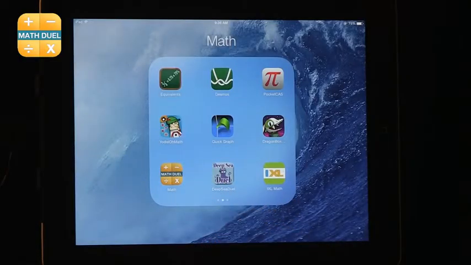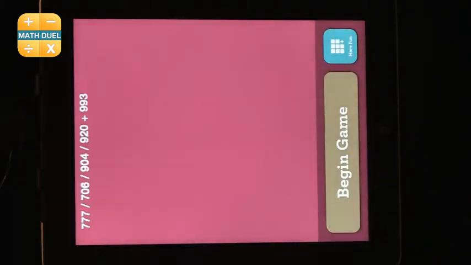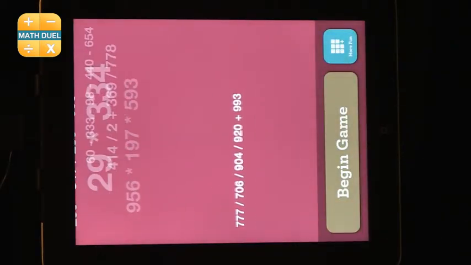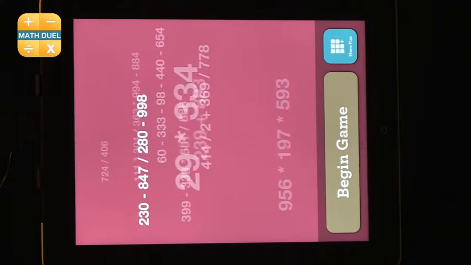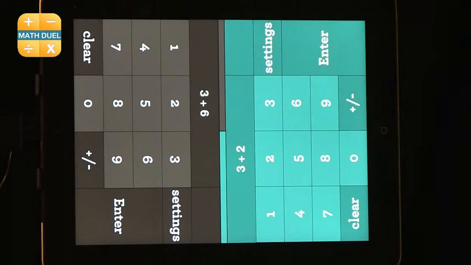The first one is called Math Duel. In Math Duel, I'm on purpose using it sideways, because Math Duel is fantastic because it's open for two students to work at once. It has two sides, one for each student. You can imagine them sitting head to head, and then each one of them solves problems.